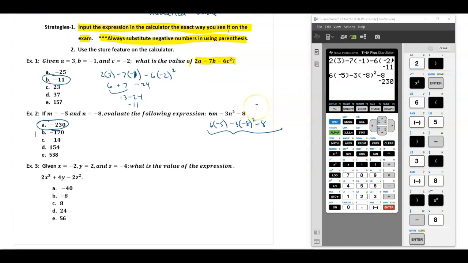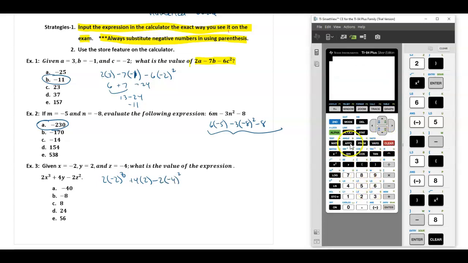Now do me a favor, try example 3 and come back and check your answer. So when I show my substitutions here, it's 2 times, I'm replacing x with -2 all to the third power, plus 4 times y is 2, then minus 2 times z is negative 4 squared.